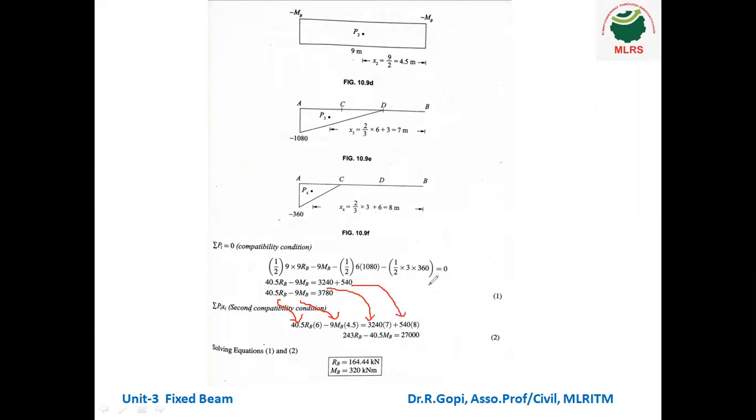So we have to multiply the corresponding centroid distance to each area. Okay, so that centroid distance we already noted in the diagram. So simplify, multiply and equate, we got the second equation. So now this is the first one, this is the second one. Okay, so equate these two equations and solve. We got RB and MB. So two values we got.